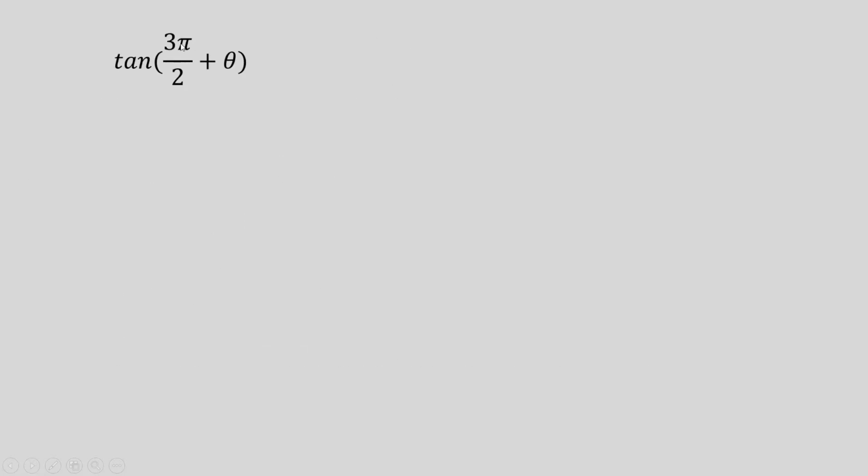Let's see an example. Tan of 3 pi by 2 plus theta, we can write tan 3 into pi by 2 plus theta. Here n is 3, that means odd number.